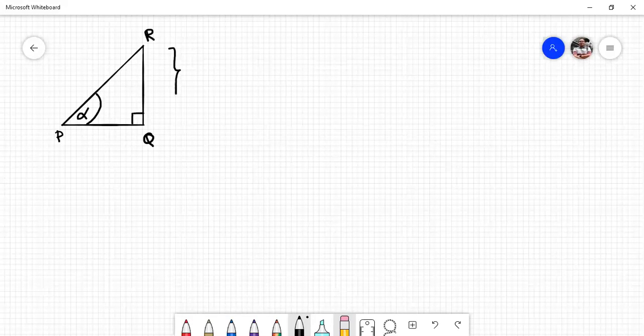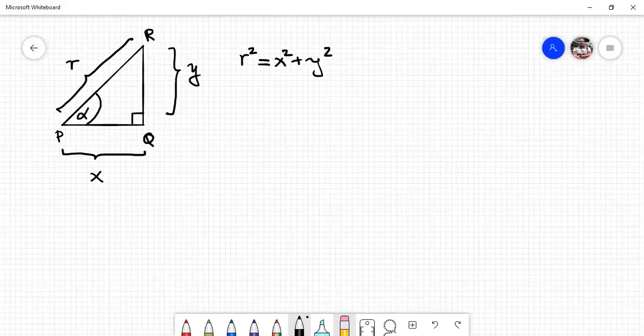Let's say QR is equal to Y, and then PQ, the adjacent side of angle alpha, is X, and the hypotenuse of this triangle, which is PR, is R. According to the Pythagoras theorem, we have that the hypotenuse, which is the longest side, can be defined by this formulation: R squared equals X squared plus Y squared.